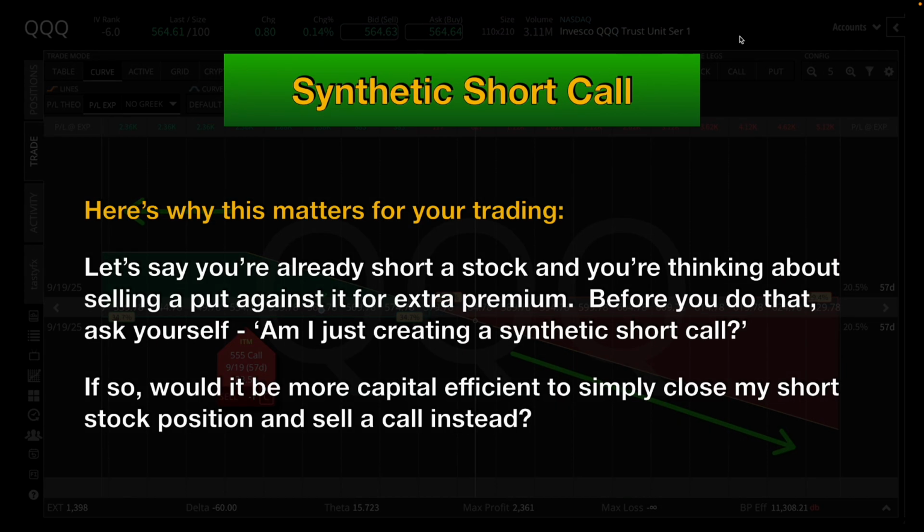So here's why all of this matters for your trading. Let's say you're already short a stock and you're thinking about selling a put against it for extra premium. Before you do that, ask yourself, am I just creating a synthetic short call? If so, would it be more capital efficient to simply close my short stock and sell a call instead?